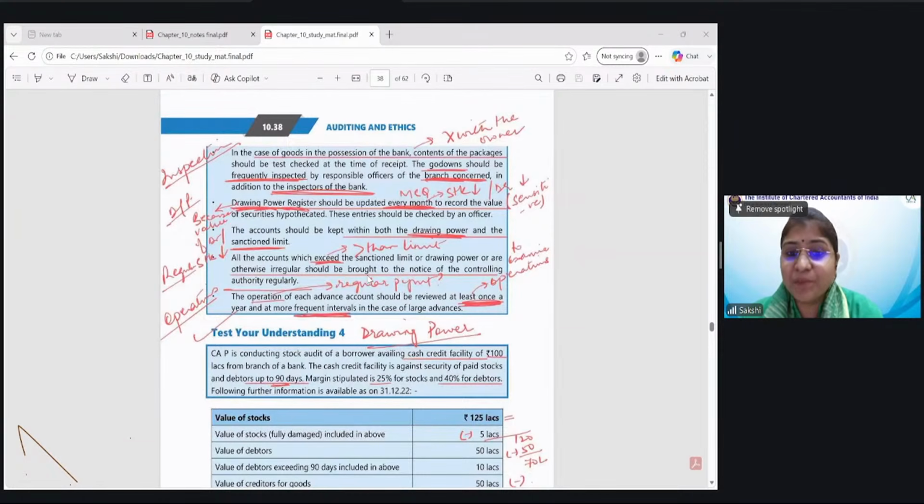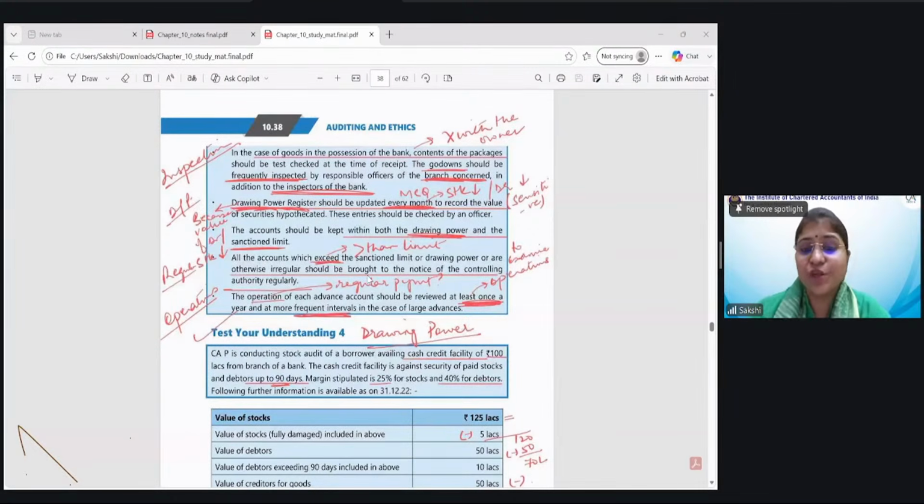The account should be kept within both the drawing power and the sanction limit that we know. All the accounts which exceed the sanction limit or drawing power, meaning it has been disbursed in excess, should come to the notice of the controlling authority.